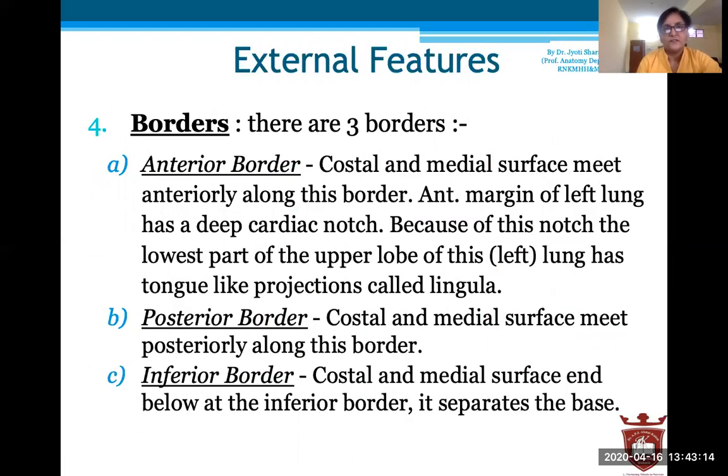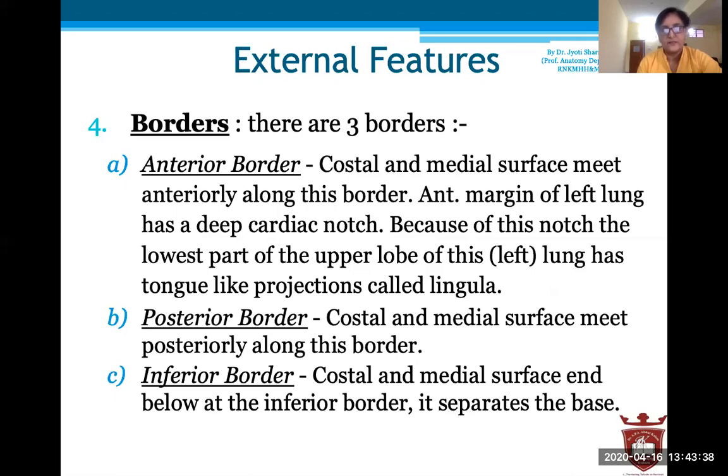Now we see the borders. There are three borders: the anterior border, posterior border, and the inferior border. Costal and the medial surface meet anteriorly along the anterior border. Anterior margin of the left lung has a deep cardiac notch. Because of this notch, the lowest part of the upper lobe of this lung has a tongue-like projection called lingula.